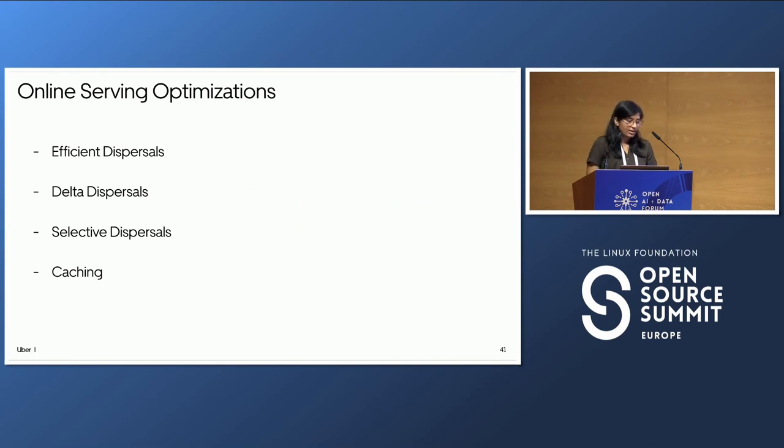Here we have listed four things. Dispersal is basically reading data from Hive and writing to Cassandra or any online store, and caching is caching the data during online serving. So we'll go into them one by one. First thing is efficient dispersal.